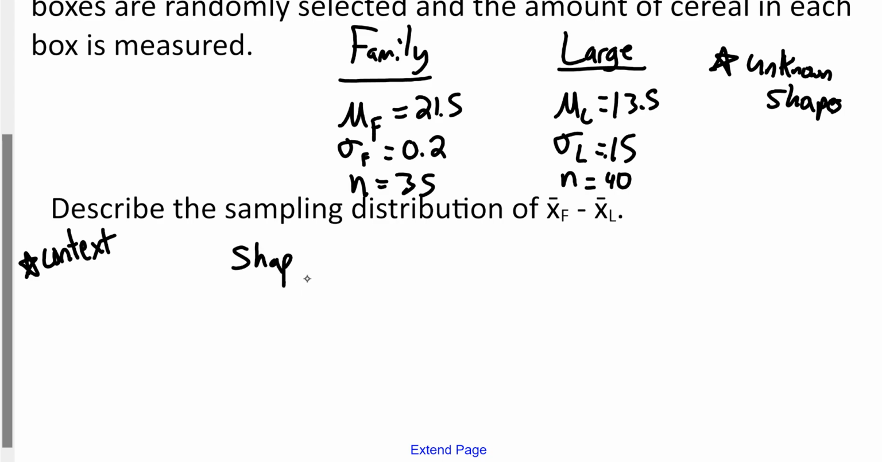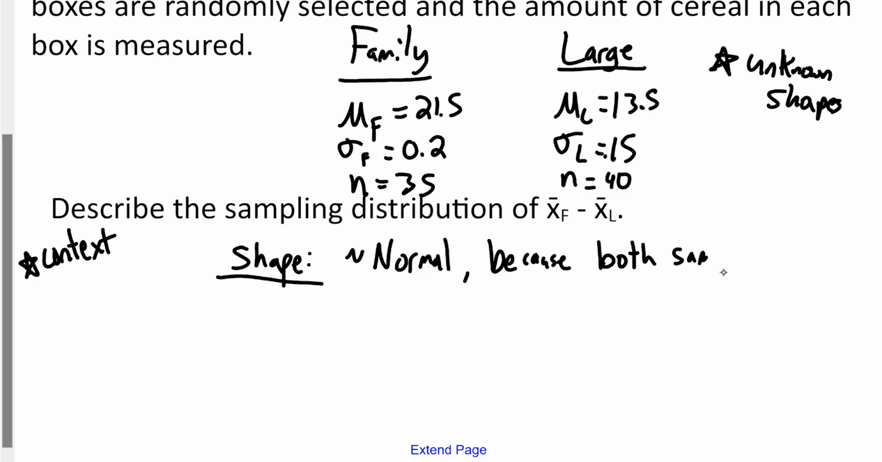So for the shape, it will be approximately normal, but why? It's because both samples are greater than 30. We had 40 and we had 35, and that's the central limit theorem.